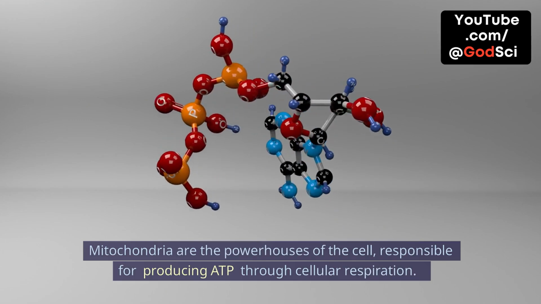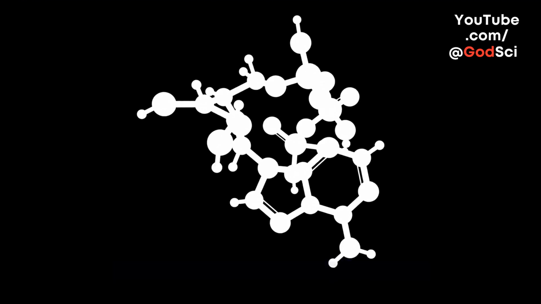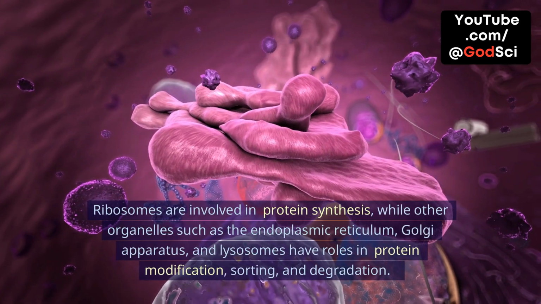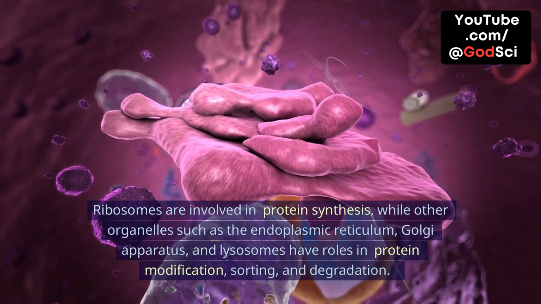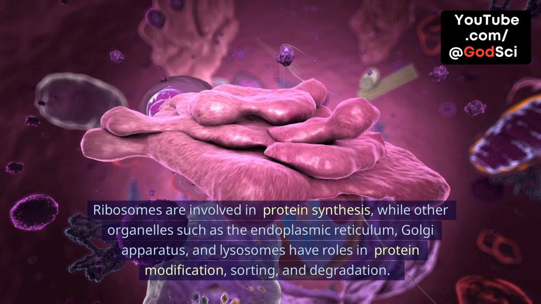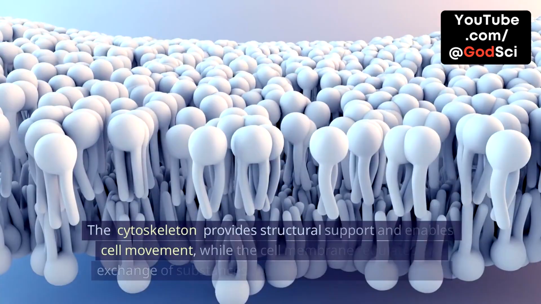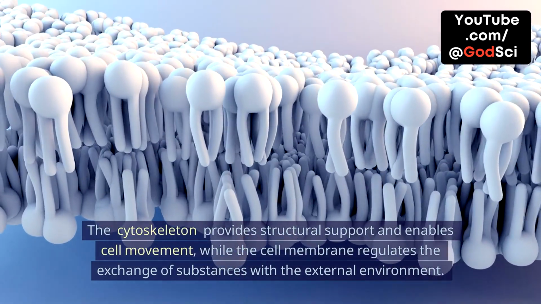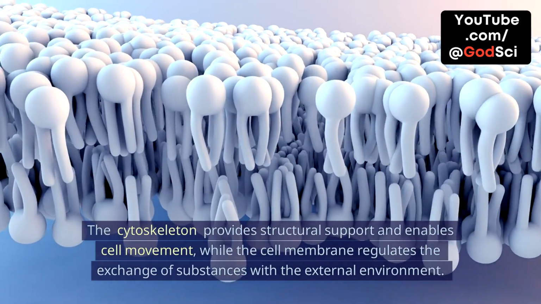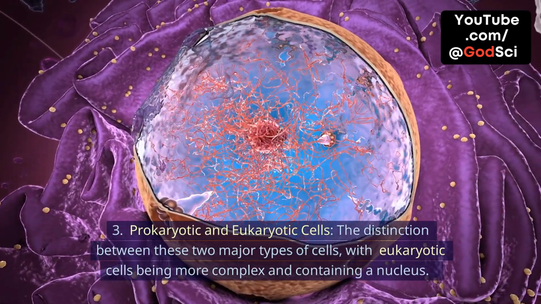Mitochondria are the powerhouses of the cell, responsible for producing ATP through cellular respiration. Ribosomes are involved in protein synthesis, while other organelles such as the endoplasmic reticulum, Golgi apparatus, and lysosomes have roles in protein modification, sorting, and degradation. The cytoskeleton provides structural support and enables cell movement, while the cell membrane regulates the exchange of substances with the external environment.